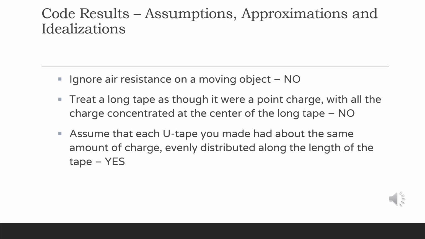As for these assumptions shown, the first one does not apply as tape B is static once it floats, so air resistance on a moving object is irrelevant. The second assumption also does not apply as we actually treated each tape as a line charge rather than a point charge and did not concentrate the charge at the center of the tape. We actually distributed the charge along the length of the tape. The third assumption does apply as we did assume that the charges on the two tapes were the same. We could reasonably assume this since the two tapes were charged in exactly the same manner.